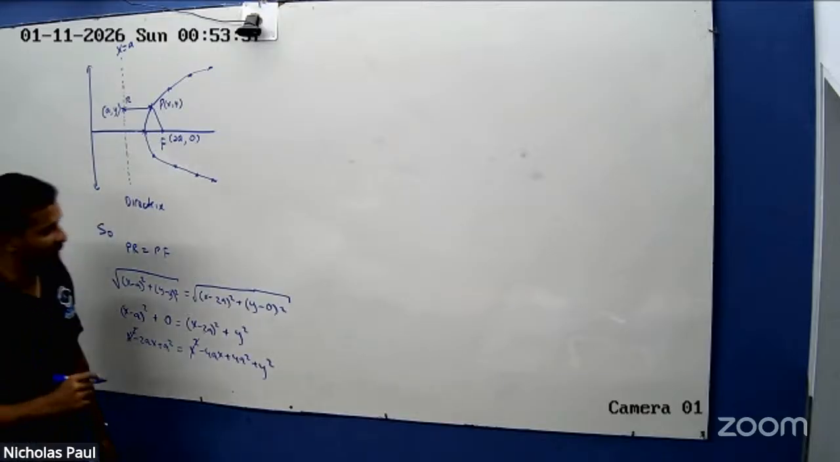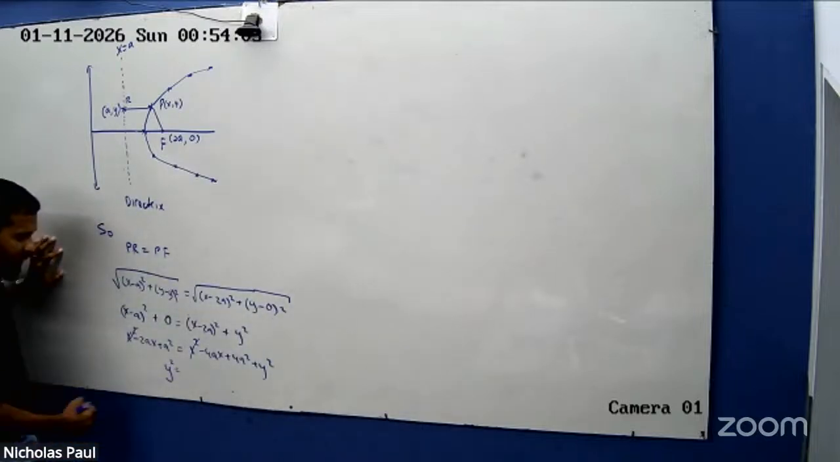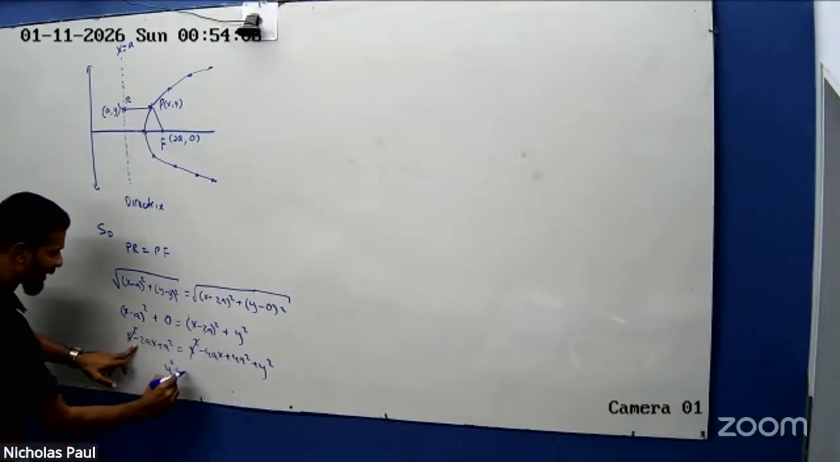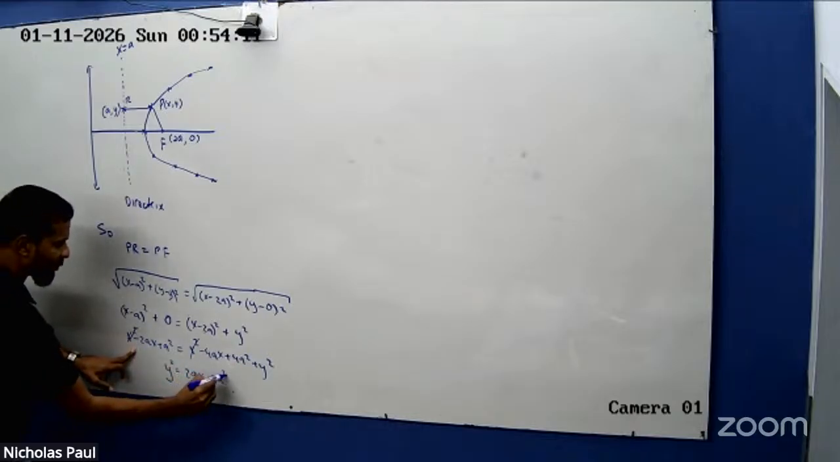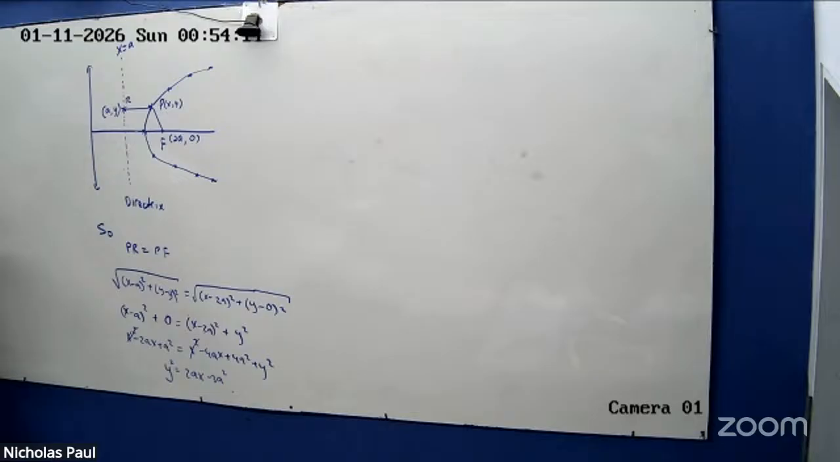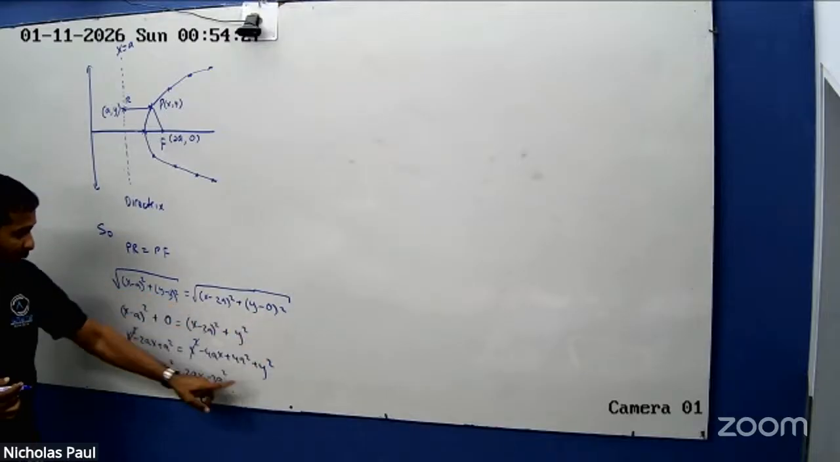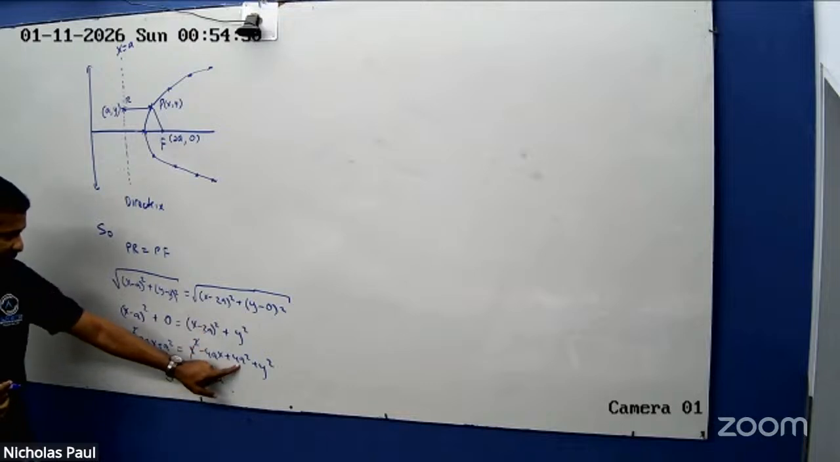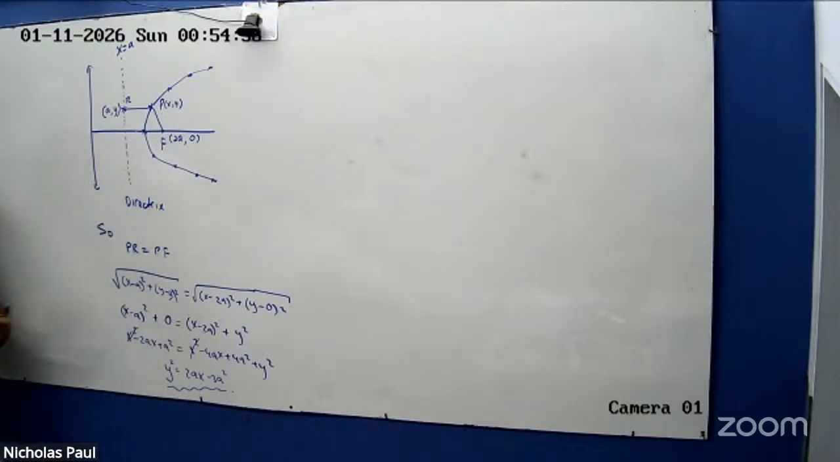I'll bring it across here. We'll end up with y squared being equal to 2ax minus 3a squared. When I square y minus 0, I get y squared. When I square this, I get this. So I get this here as one form of the equation. Not a general form, it's just a form.